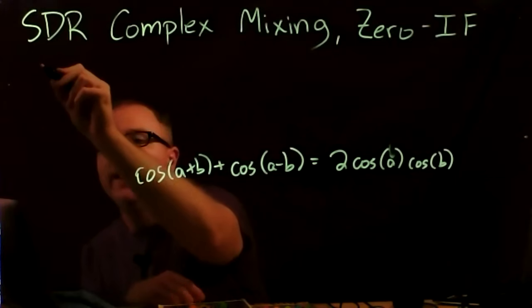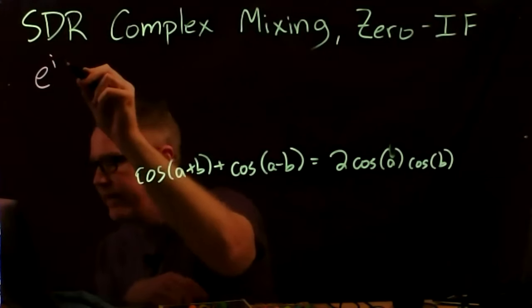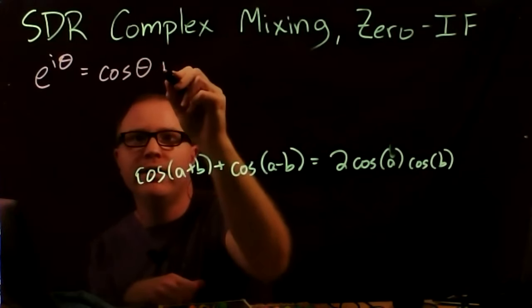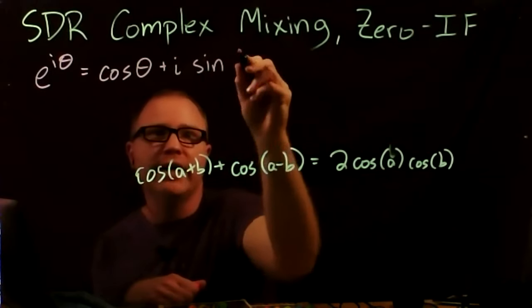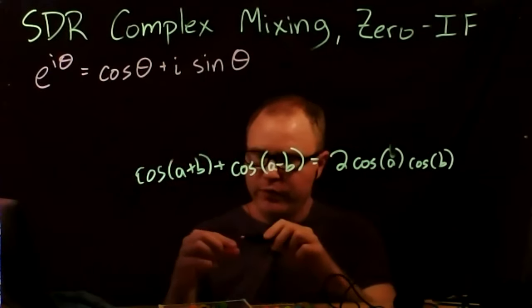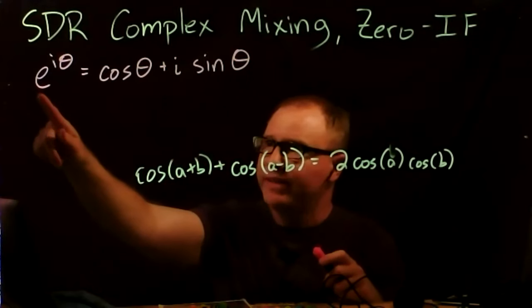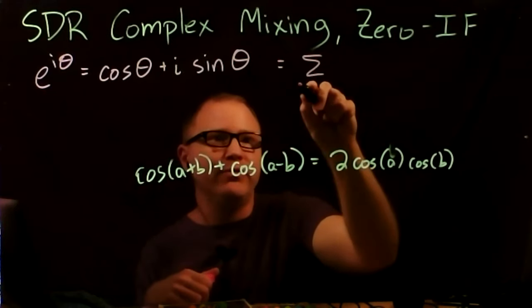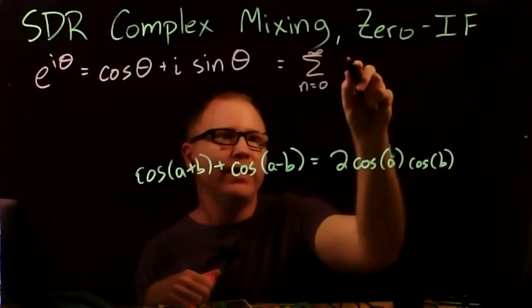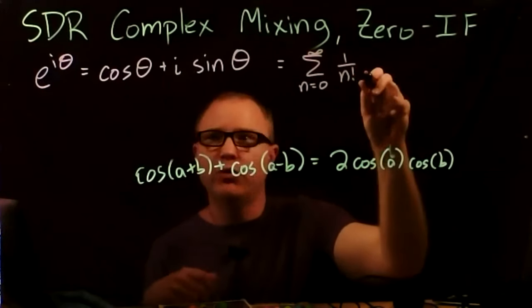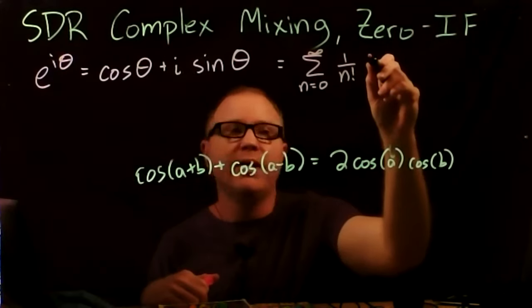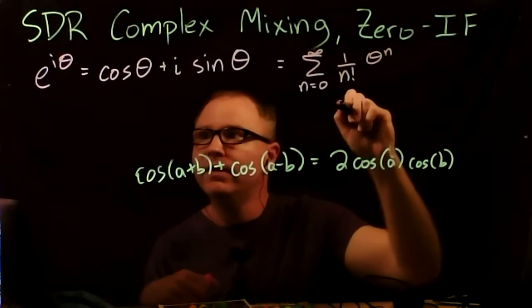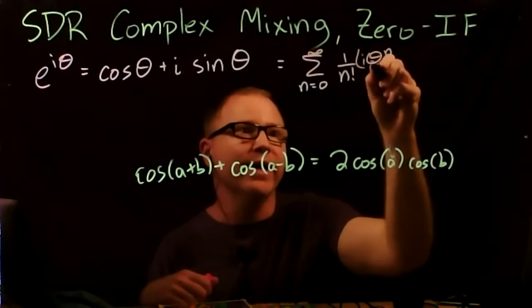Euler's formula, which some of you may have seen, is that e to the i theta is cosine of theta plus i sine of theta. And if you've never seen this and you're not convinced that this works, think about the Taylor expansion for e to the i theta. This is just a sum from n goes from 0 to infinity of 1 over n factorial times (i theta) to the n.